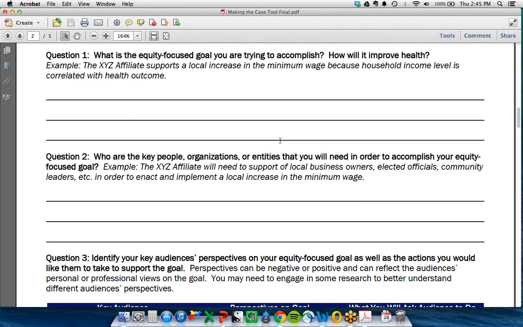The next part is identifying the key people, the organizations, or other entities that you will need in order to accomplish your equity-focused goal. So again, keeping with the same example about the minimum wage increase, of course you would need local business owners, elected officials, community leaders, and a host of other people in order to enact and implement the increase in the minimum wage, right?